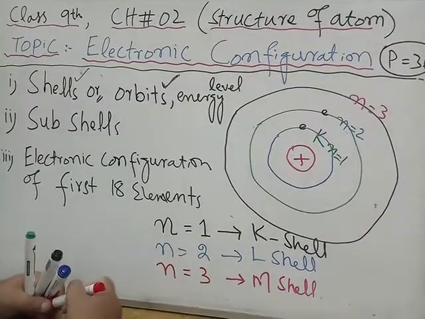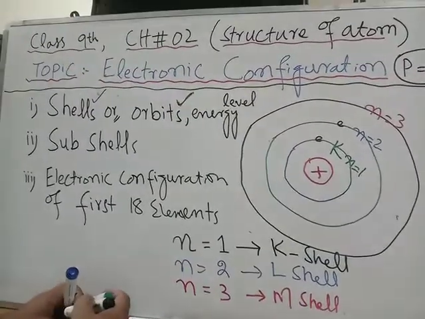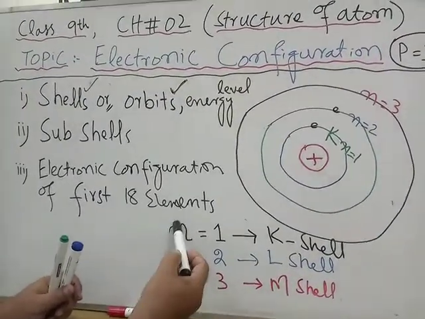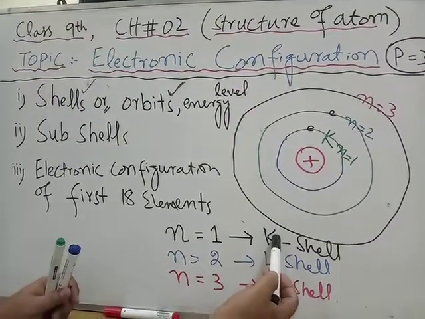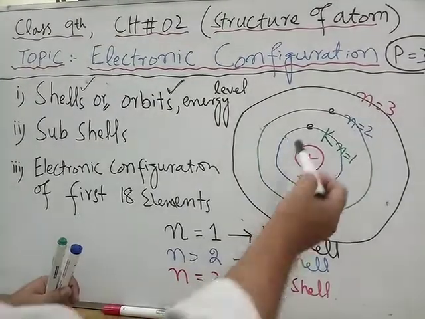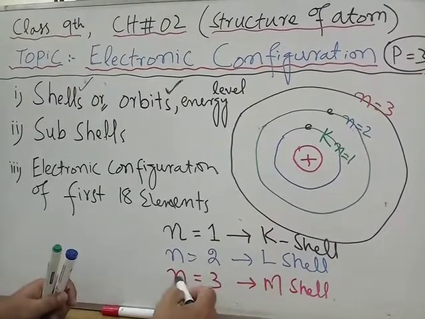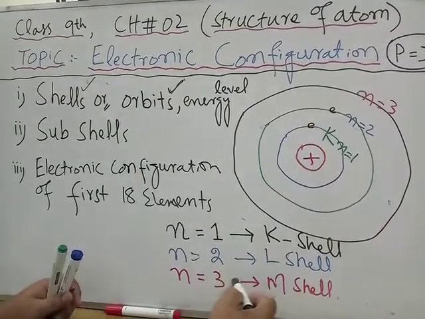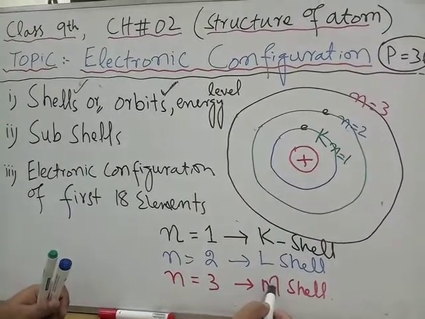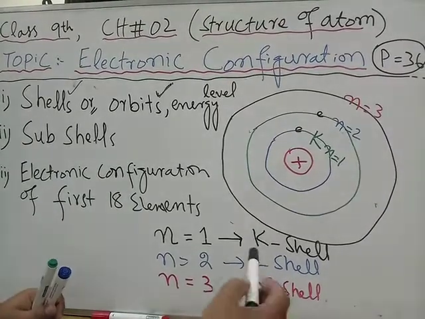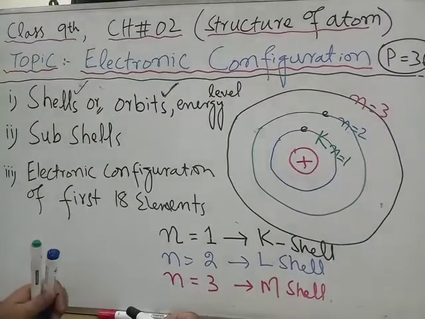The atoms which have been discovered so far have up to 7 shells. So n represents the number of the shell. n equal to 1 means the first shell, represented as the K shell. n equal to 2 means the second shell after the nucleus, represented by the L shell. n equal to 3 means the third shell, designated with the symbol M. So K, L, M, N, O, P are the symbolic representations of shells.